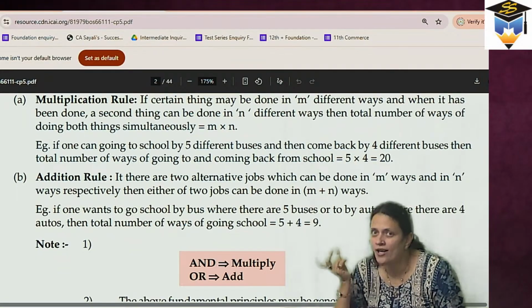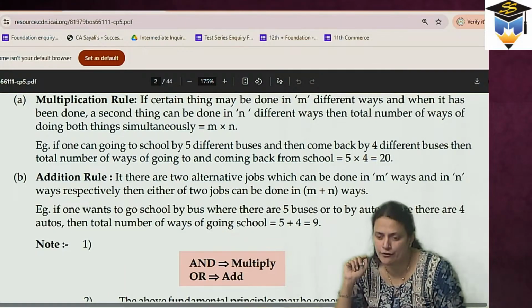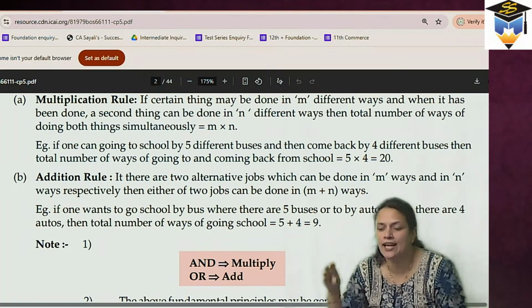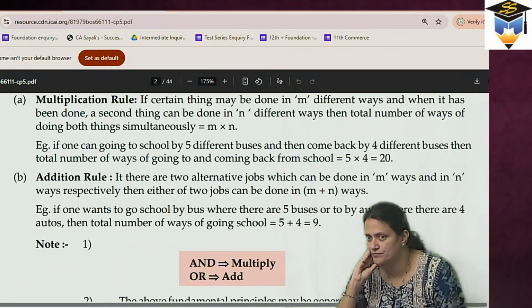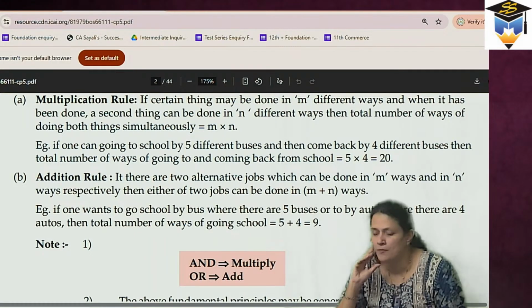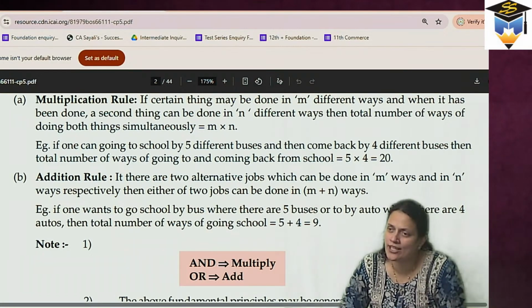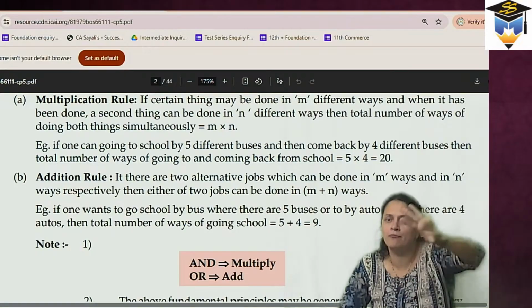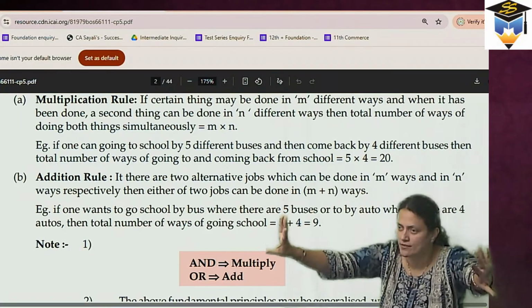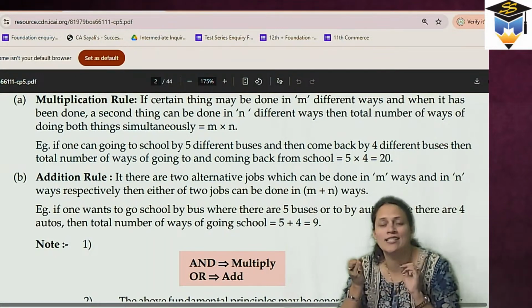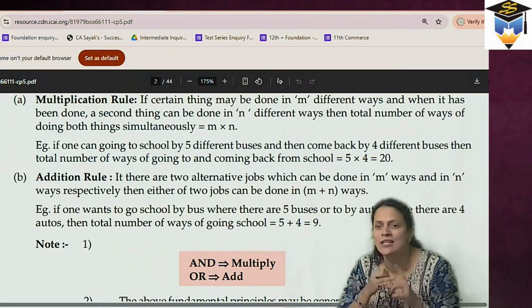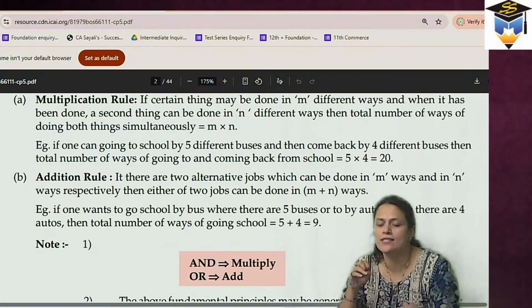Okay. And when will the addition principle apply? If there are 2 alternative jobs which can be done in m ways and n ways, then either of the 2 jobs can be done in m plus n ways. Now here, are both jobs going to be done simultaneously? No. There are m different ways, n different ways. Okay. Whenever there is an 'or', an alternative which you can choose, that time you have to choose the principle of addition.